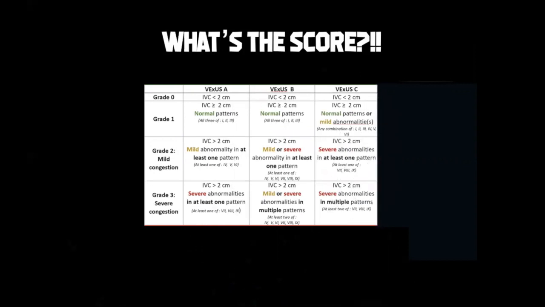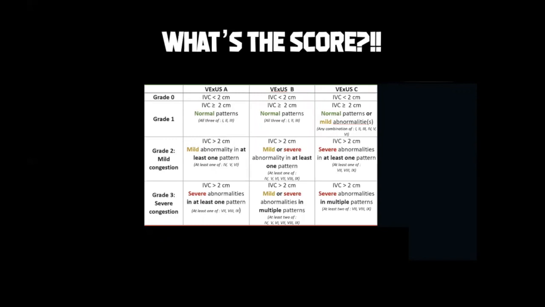And if you look at the different scoring systems that they have there, they tried to break it down and include mild or severe abnormalities. But what they found was that the VExUS C score, which is the one on the extreme right, was the most predictive of acute kidney injury post cardiac surgery. So this should be the score that we're all officially using for scoring our VExUS patients at the moment. So if you have a normal IVC and everything else is fine, you're grade 0. So you're VExUS negative.